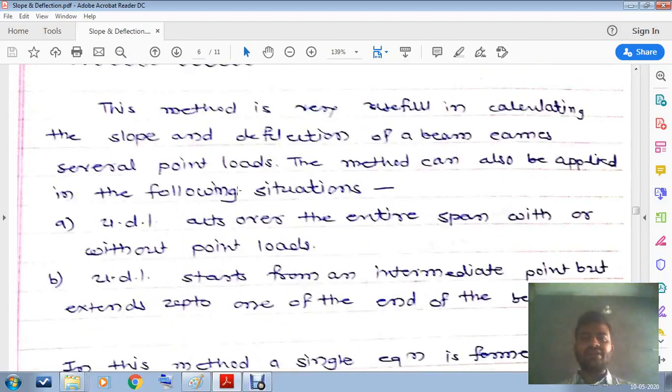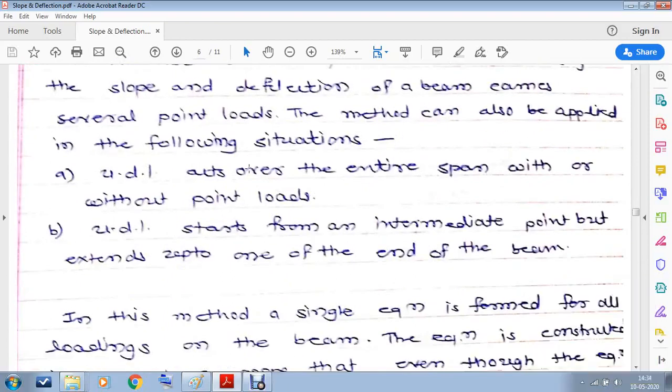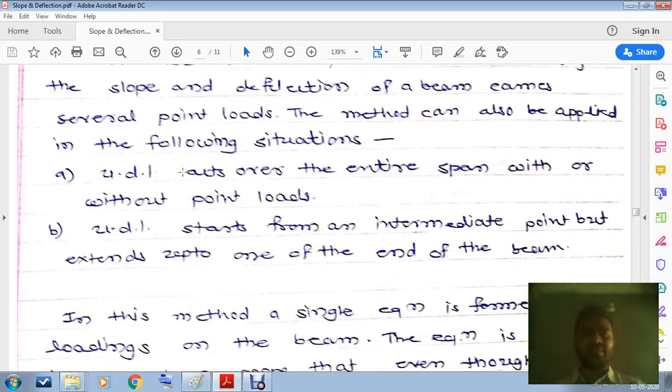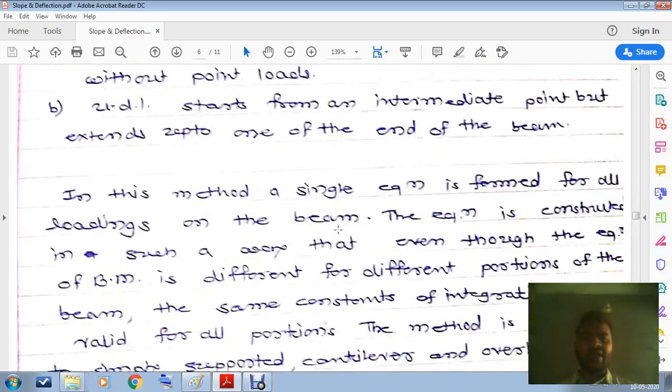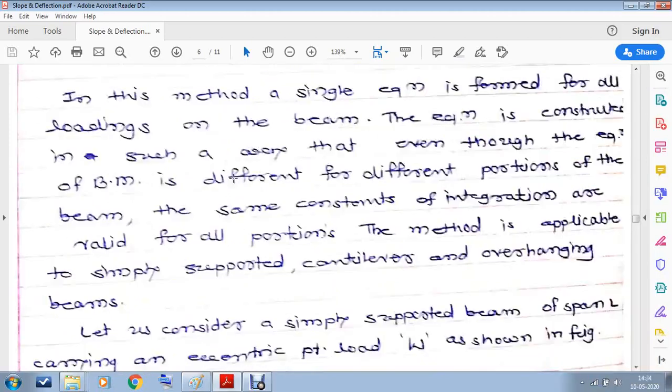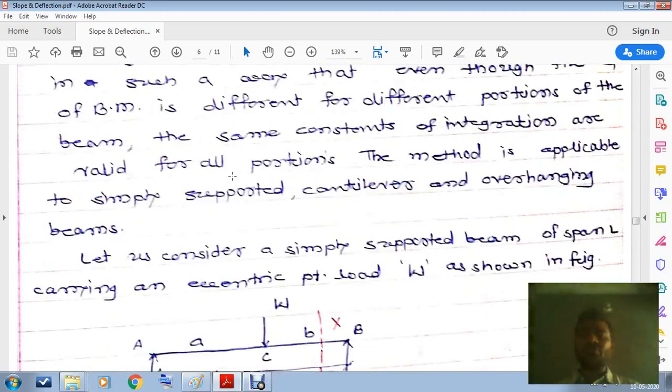This method can be applied for the following situations. Here I have listed some situations where it can be applied. The first situation is a UDL acting over the entire span, with or without point load, or a UDL acting over a particular distance, at the center of the beam or at any end point of the beam. For those conditions it is useful.